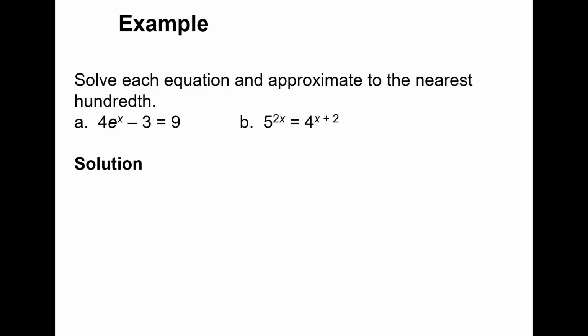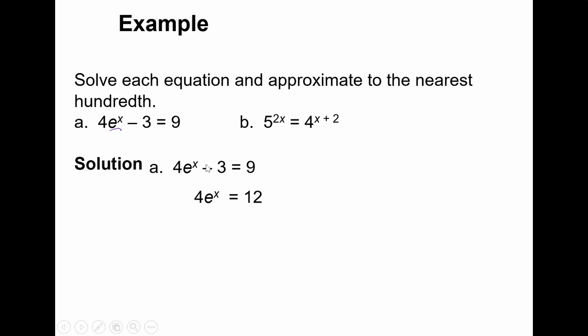All right, so here we're supposed to solve each equation and approximate to the nearest hundredth. First things first, if we have something to a power, we have to solve to get everything except for, in this case, the e to the x to the other side. So we're going to have to take the 3 over and the 4 over. So we have to do it in order of operations.